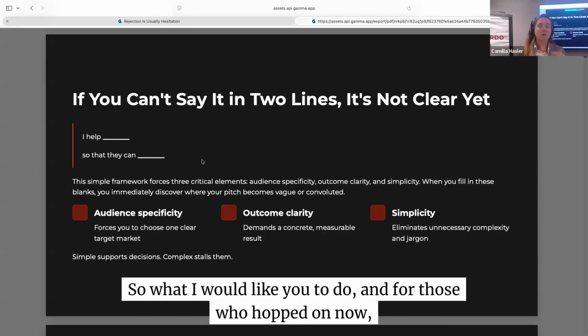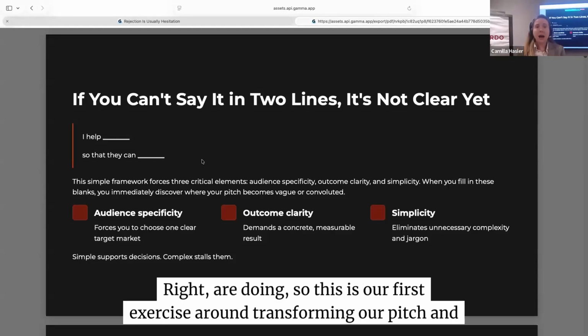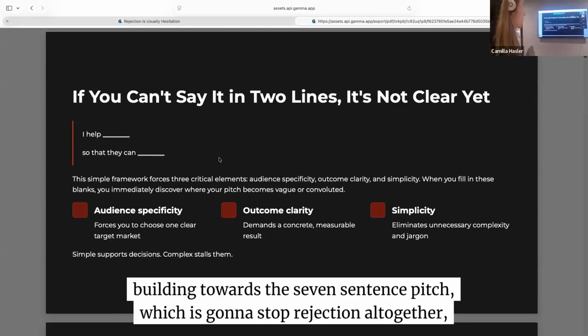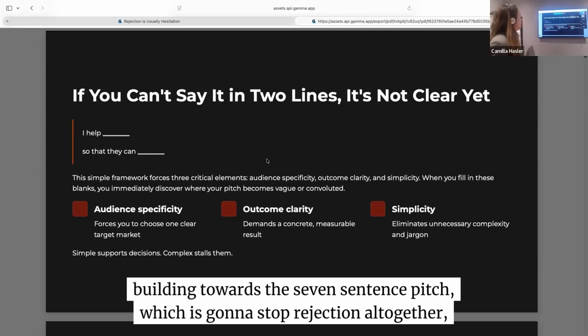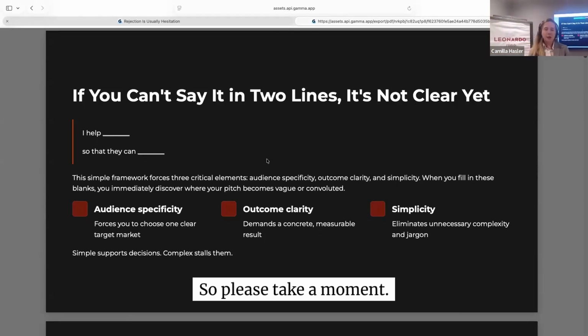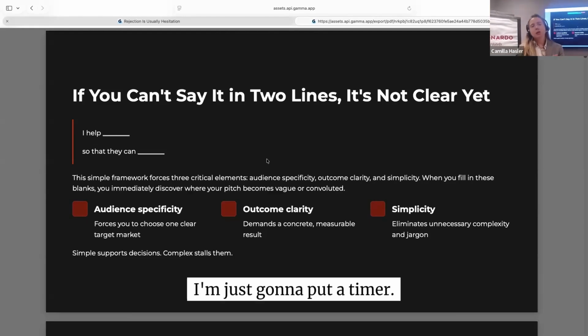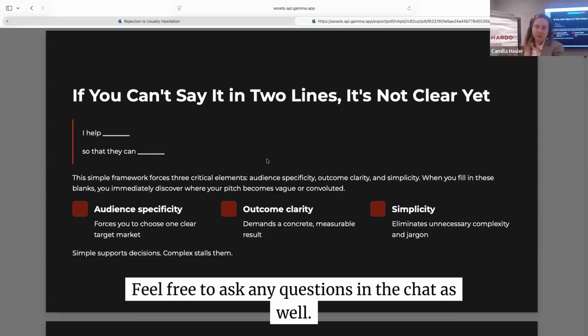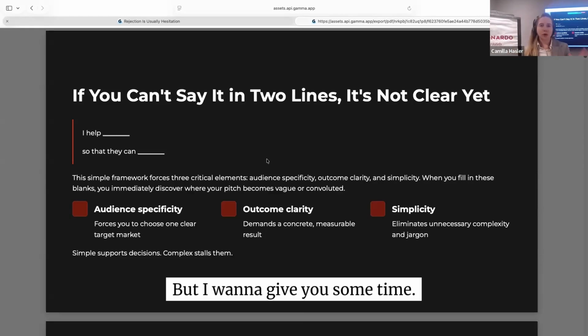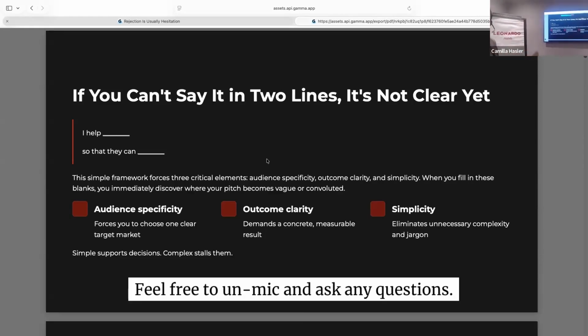So what I would like you to do, and for those who hopped on now, this is our first exercise around transforming our pitch and building towards the 7-sentence pitch, which is going to stop rejection altogether. So please take a moment. I'm just going to put a timer. Feel free to ask any questions in the chat as well. But I want to give you some time. This is a live workshop session. Feel free to unmic and ask any questions.